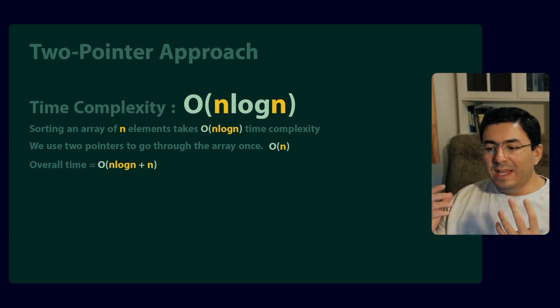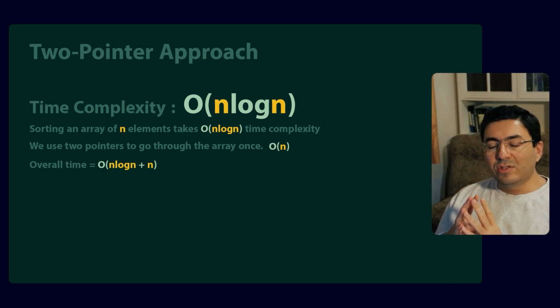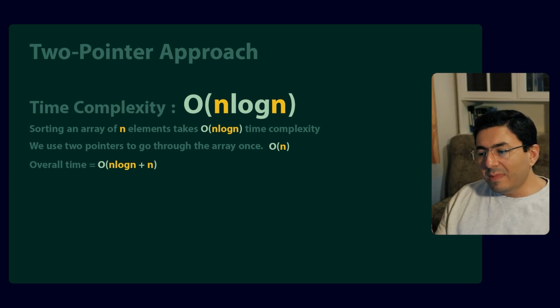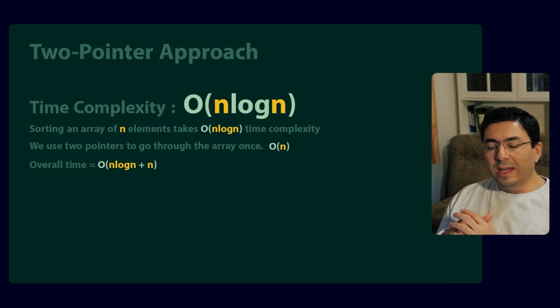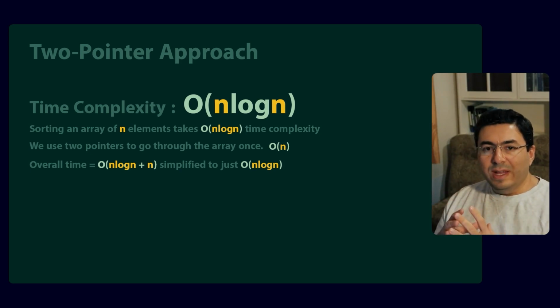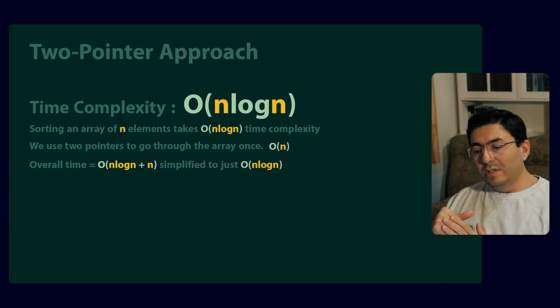So the overall time it takes to solve the problem with the two pointers solution is the time it takes to sort the array plus the time it takes to go through it with the two pointers. And this is written as O of n log n plus n, but we can simplify it to just O of n log n. This means that as the size of the input array gets bigger, the time it takes to solve the problem increases, but not as quickly as it would with other methods like the brute force approach. The brute force approach takes much longer because it has a time complexity of O of n squared.